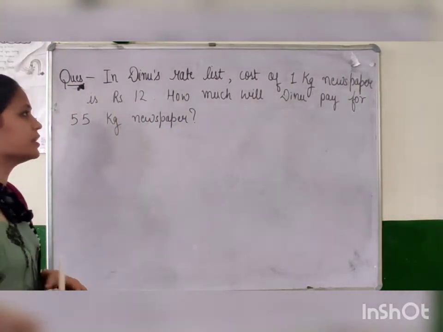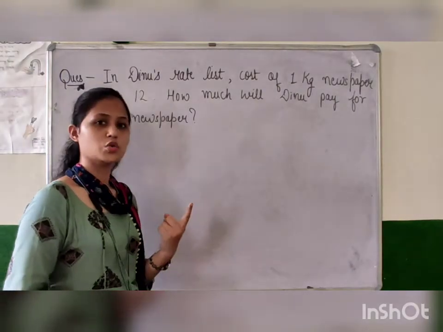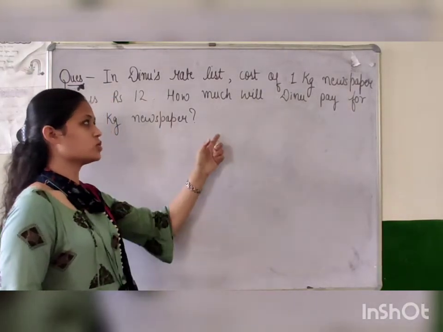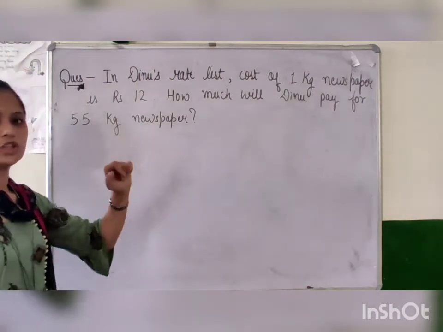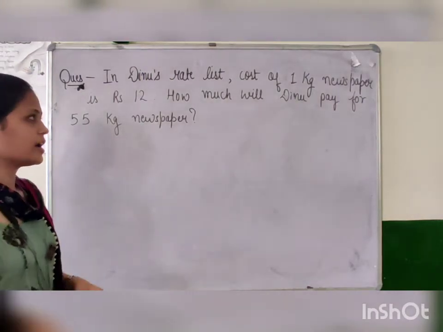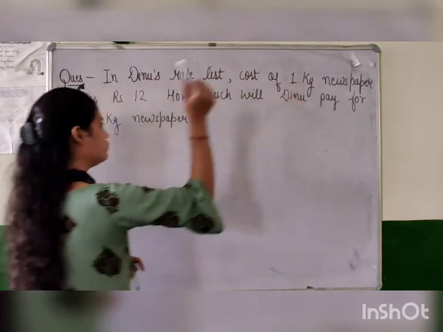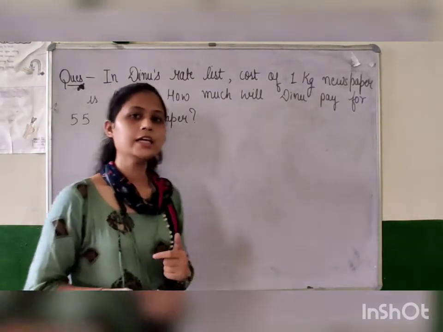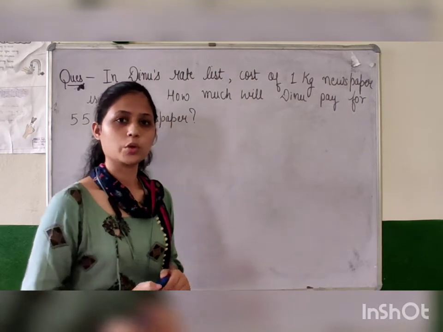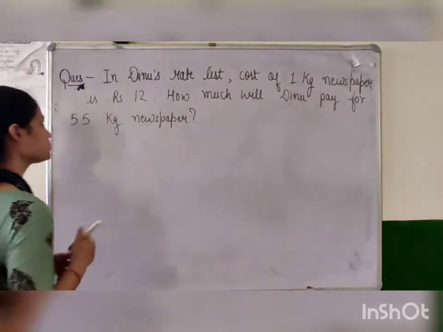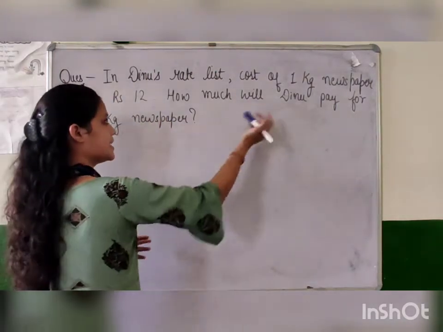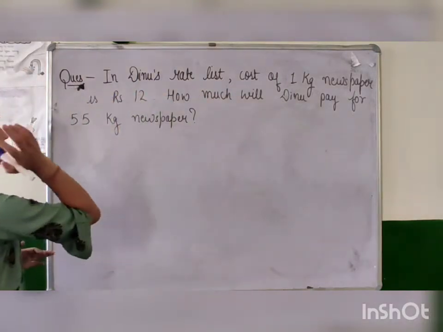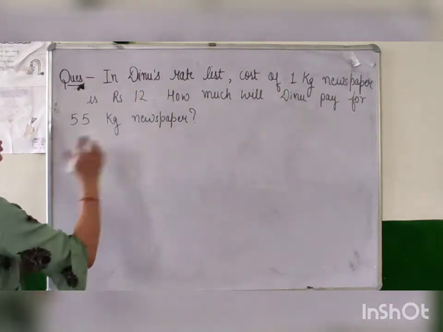So here we have been given that the cost of 1 kg newspaper is rupees 12. Now we have to find the cost of 55 kg of newspaper. We have been given the smaller amount and we have to find for the bigger amount. So whenever we have to go from one to many, we always do multiplication.